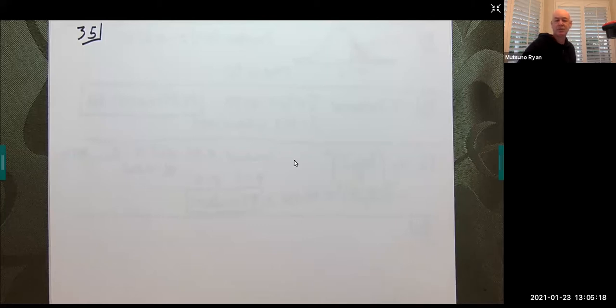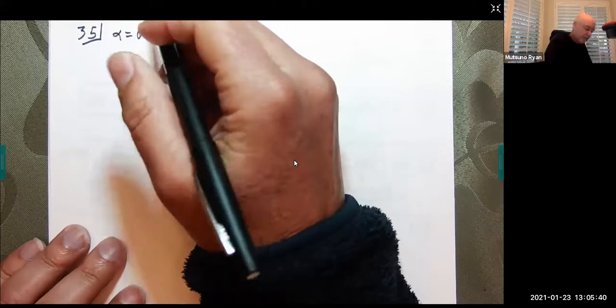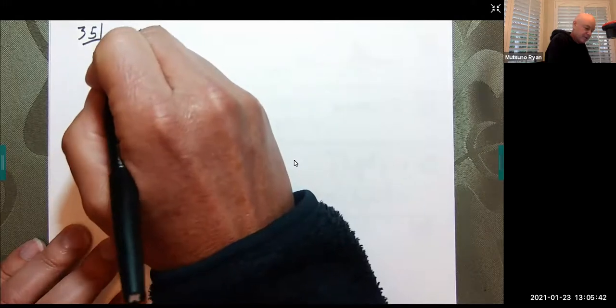So once again, I'm assuming that you have either a digital copy or a paper copy that you can download from Canvas at any time, the practice final exam for stats. Number 35. All they want in this case is the critical value z used for a null hypothesis. They give us that alpha is 0.09, and it's a right-tailed test.